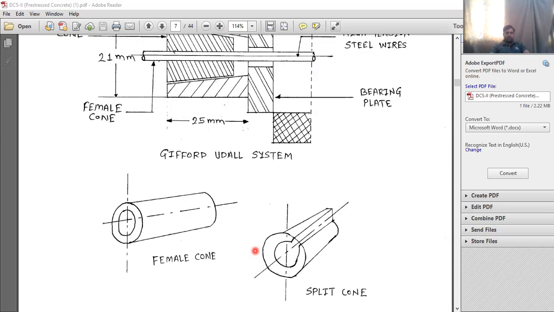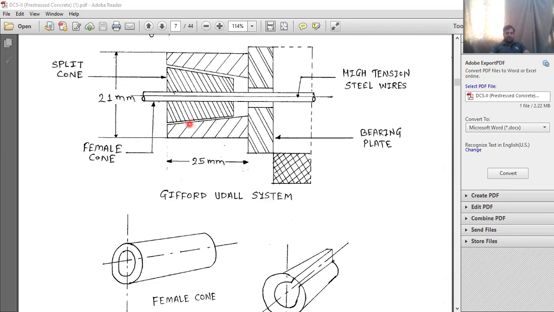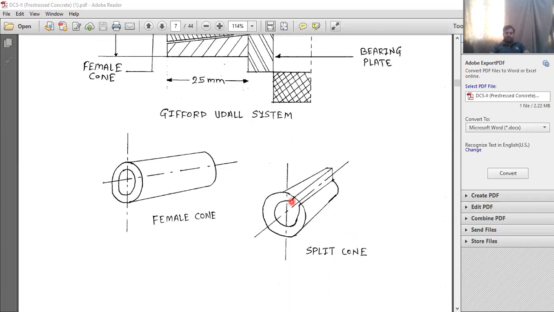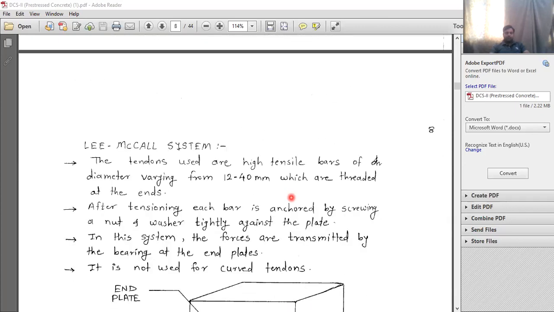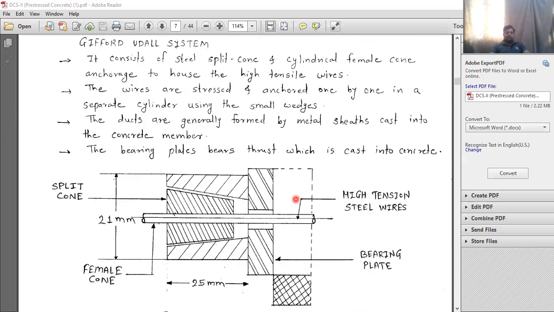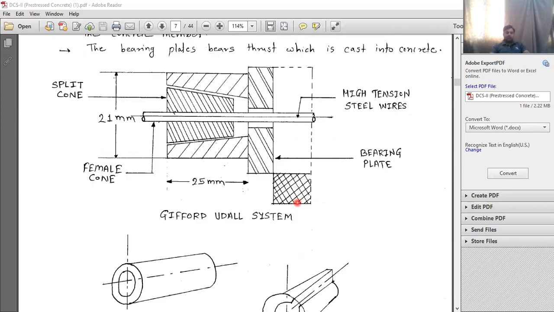We are prestressing the steel. Look at the arrangement of this split cone and this female cone. The tendon is passed through this female cone. This female cone will fit into the notch in the split cone. That split cone surrounds the female cone, and then the tendon is passed through it. So this is your Gifford-Udall system.